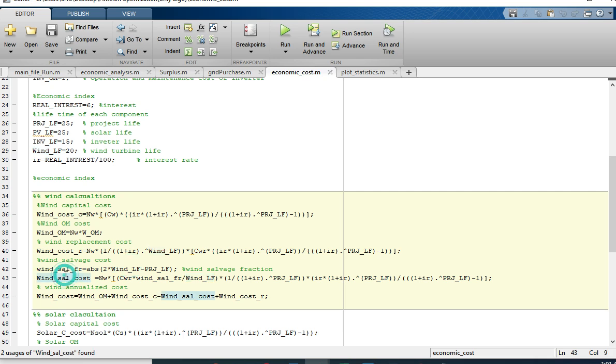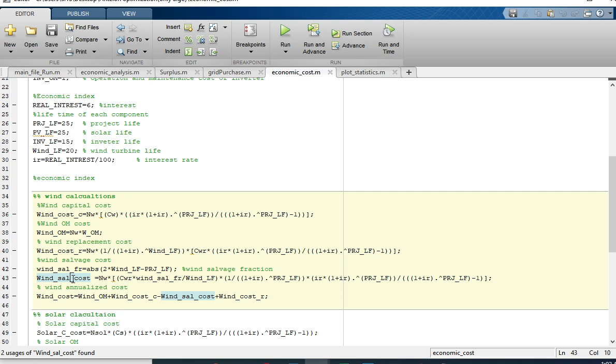So how do we calculate the salvage fraction? This formula is also available in the literature. It's the size of the wind turbine multiplied by the replacement cost, multiplied by the salvage fraction divided by total wind life. So it's 15 divided by 20. This fraction is actually the remaining value. It decides how much this wind turbine should be worth at the end of the project life. So this is the remaining life cost of a wind turbine. Multiplying it by the capital recovery factor gives us the annualized fraction of this salvage cost.